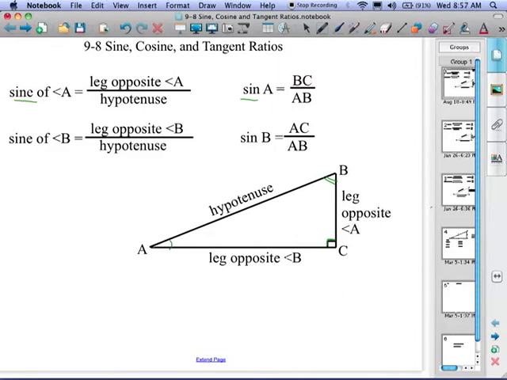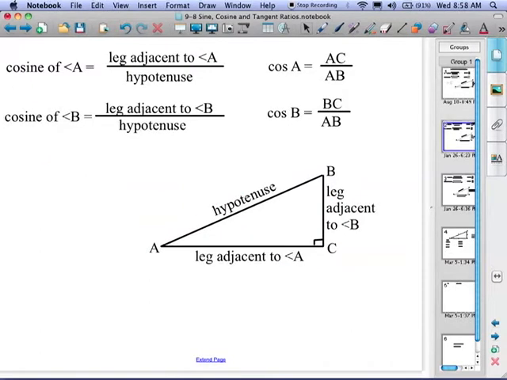And the sine is the opposite over the hypotenuse. If we're looking at angle A, if we want to find the sine of angle A, we want the leg opposite angle A, which would be this side, and it's going to be the ratio of that distance over the hypotenuse. On this board, we're going to look at cosine, and the word is spelled C-O-S-I-N-E.